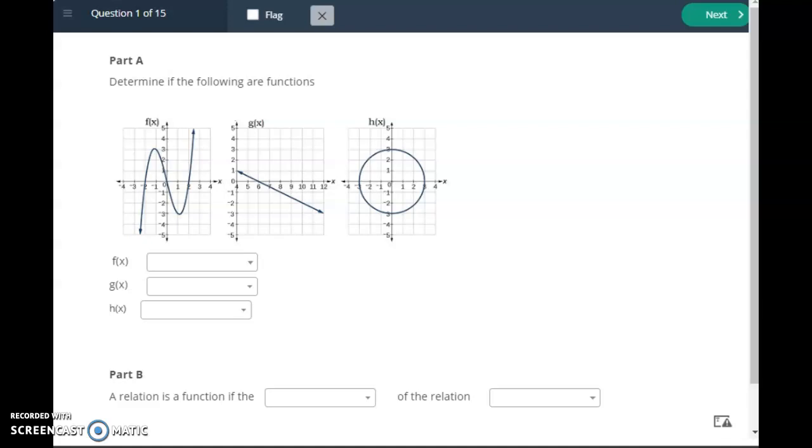Alright, I'm going to be going through the practice test and showing you how to do each of the problems. So the first one, question 1, you just have to determine if the following are functions. To do this, you just have to do the vertical line test.